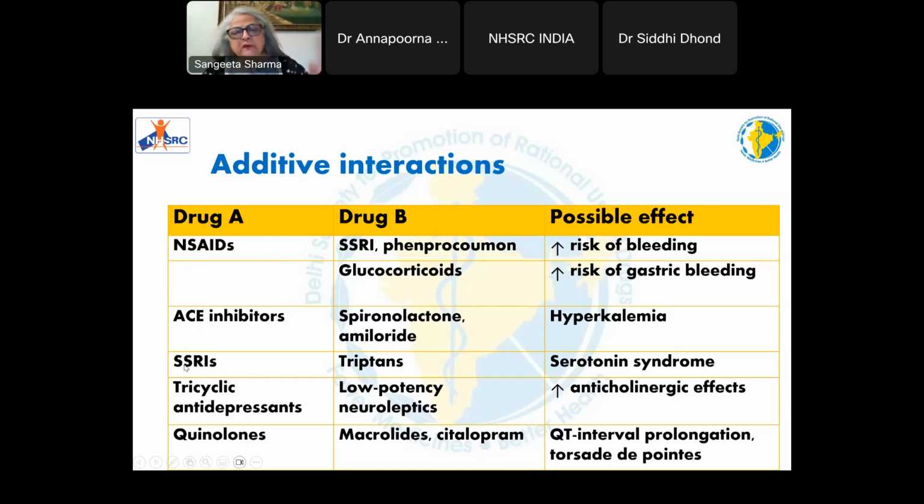Then antidepressants of a different class, SSRIs, and triptans, which are anti-migraine medicines, when given together can cause serotonin syndrome. So like this, quinolones when given with macrolides like azithromycin, erythromycin, roxithromycin can lead to QT interval prolongation and torsade de pointes.